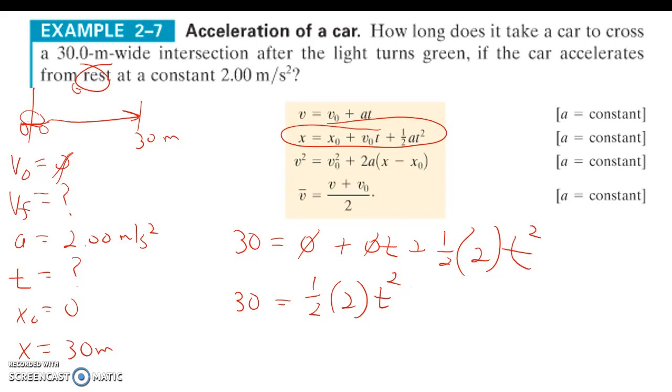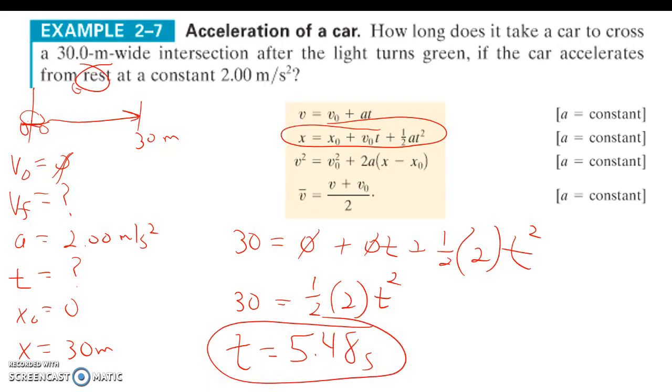times t squared. And again, I'm not going to insult you by doing this math for you. But when we do this in the end, and we'll get a square root, t should equal 5.48 seconds. So this car will take 5.48 seconds to get to where it has to go.